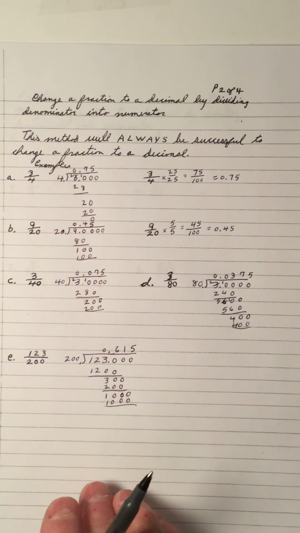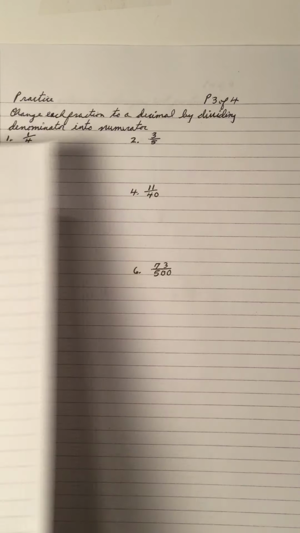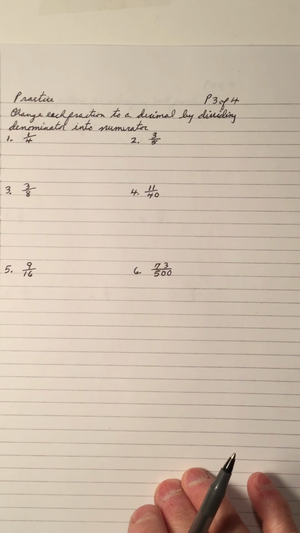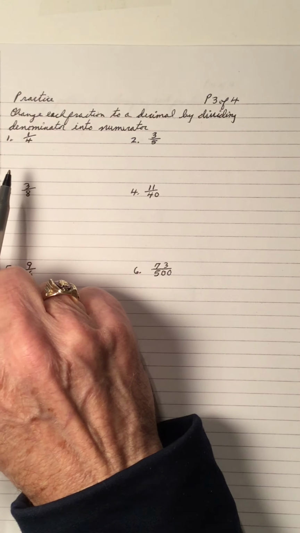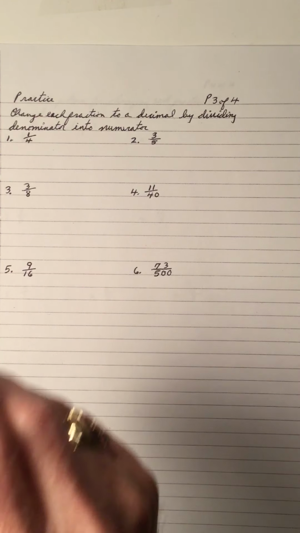Again, dividing the denominator into the numerator will always give you a decimal. You practice. You try these and pause the video, work these out, and then play back.